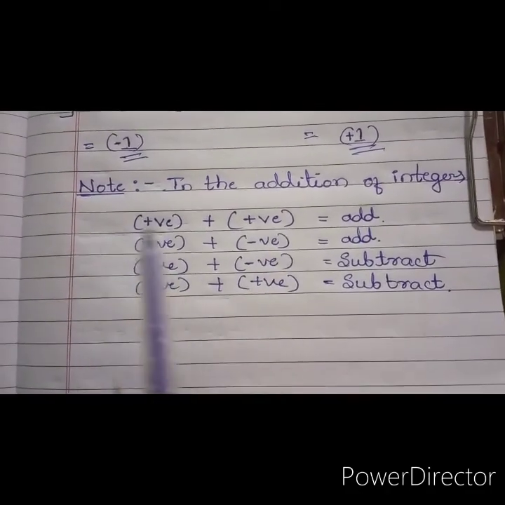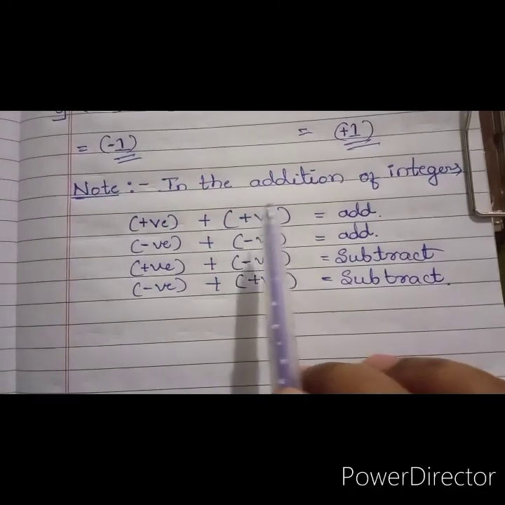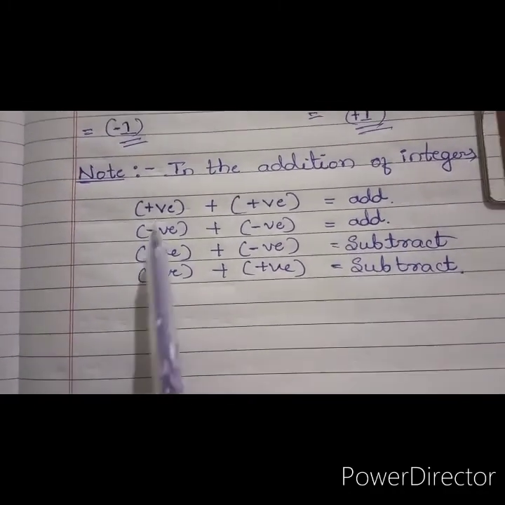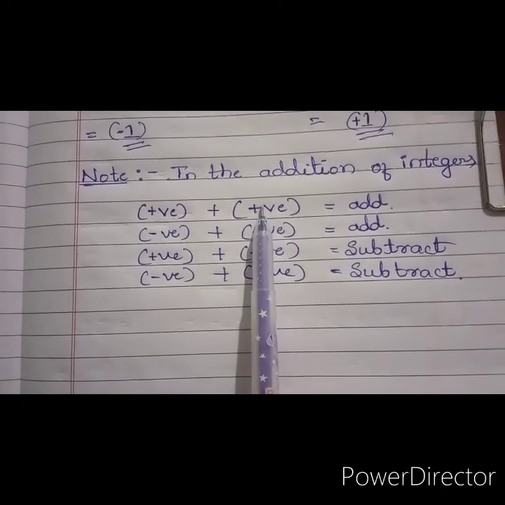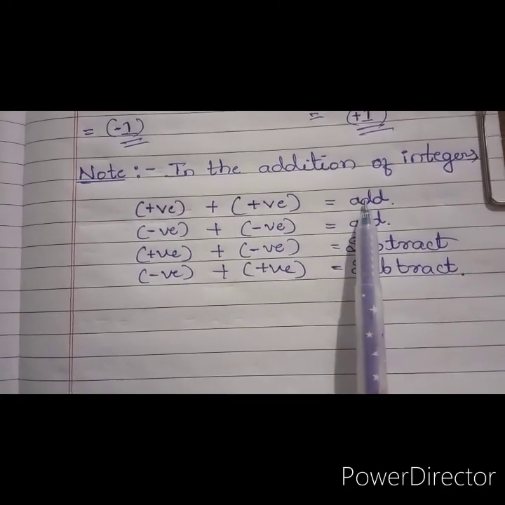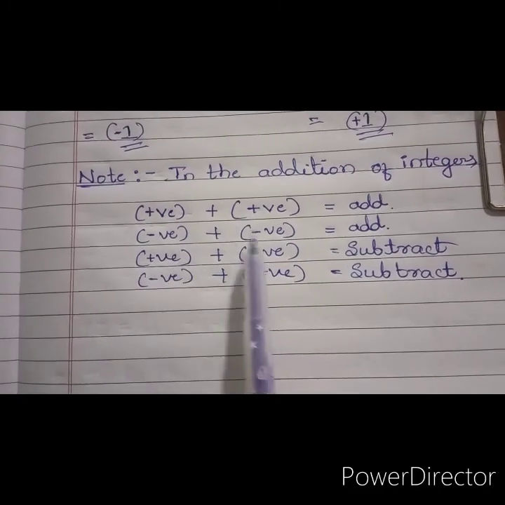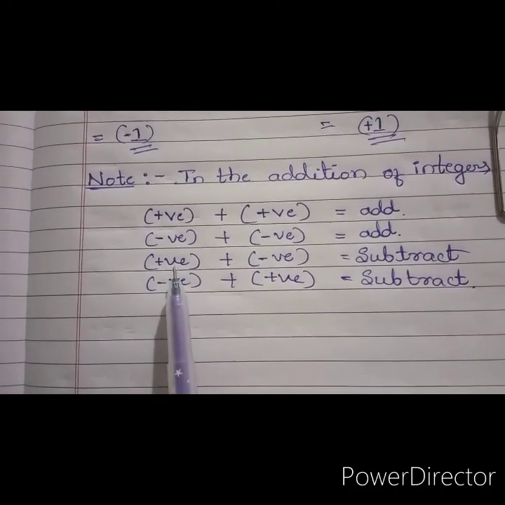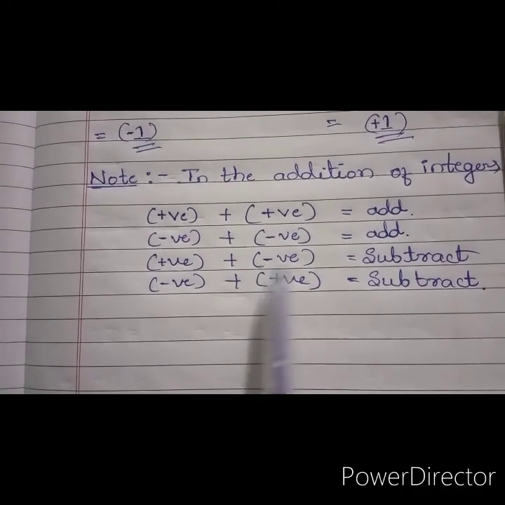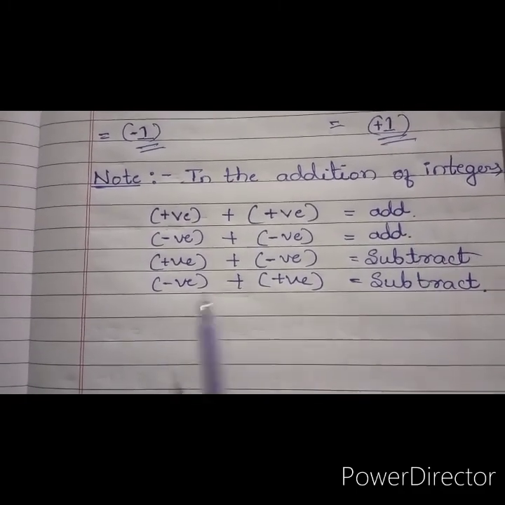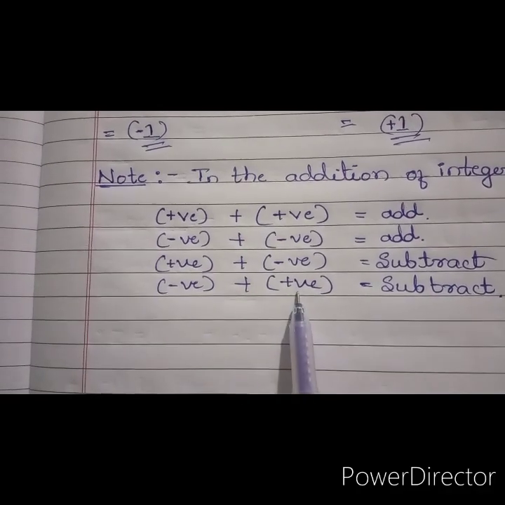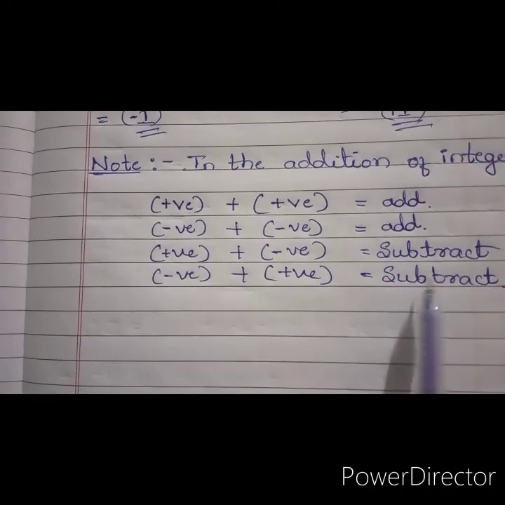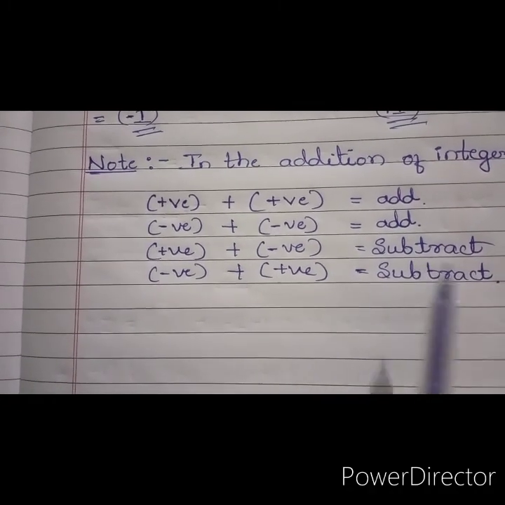See here children, the very important note is in the addition of integers, we have to follow these rules. When two positive integers, we have to add the numbers. When two integers are negative, then also we have to add the numbers. But when one is positive, one is negative, we have to subtract. Or one is negative and another one is positive, then also we have to subtract and we have to use the sign of the biggest digit.